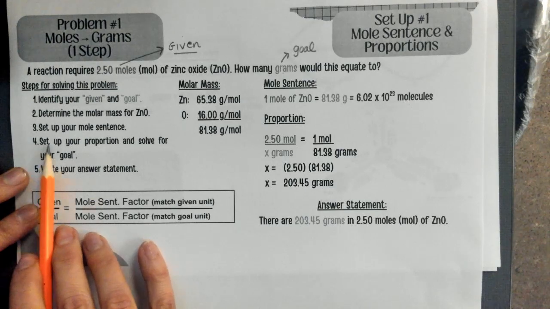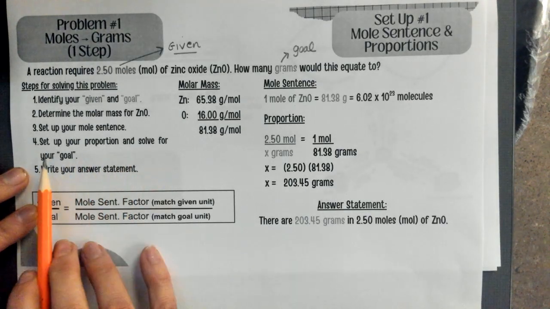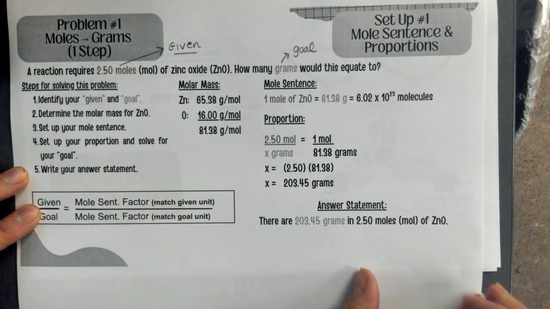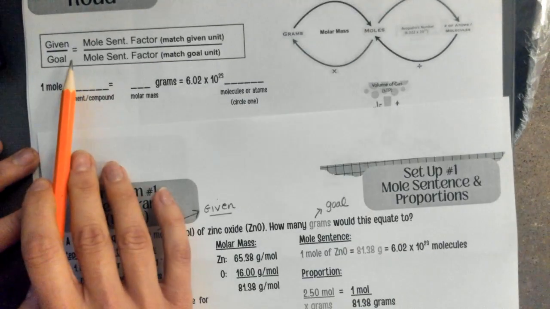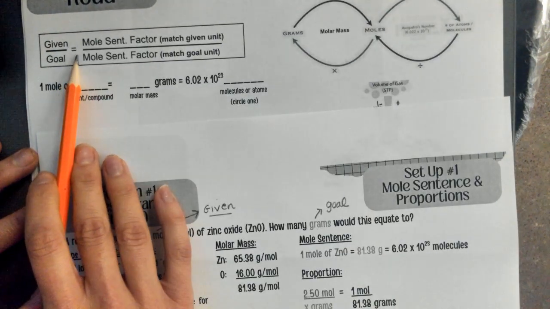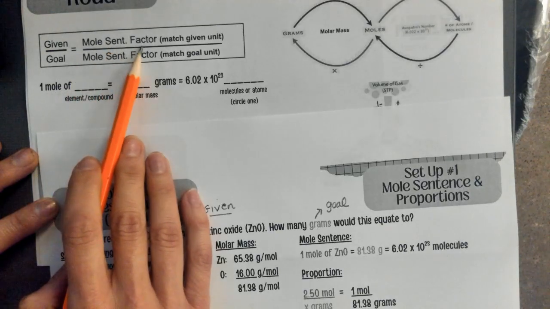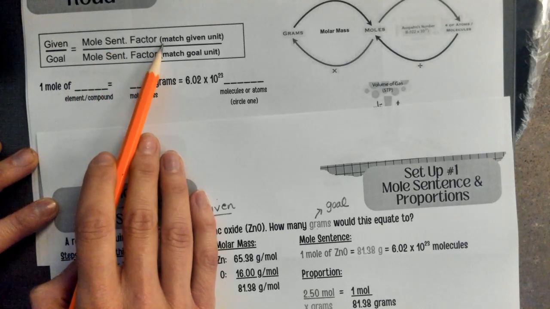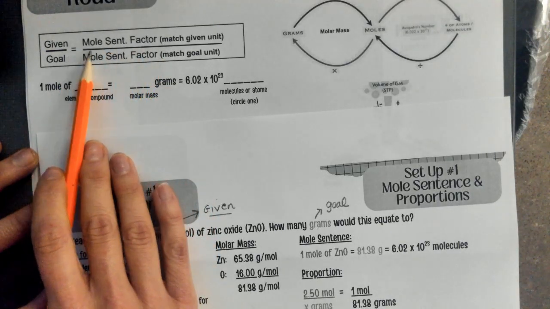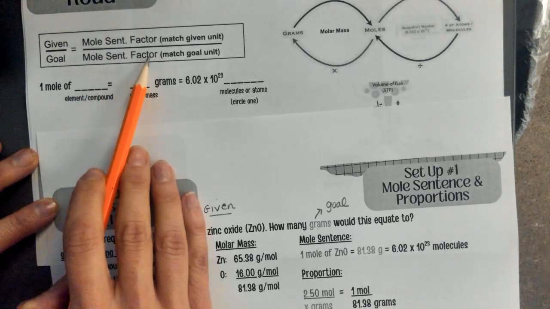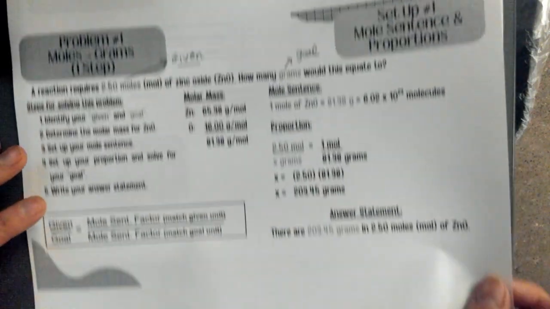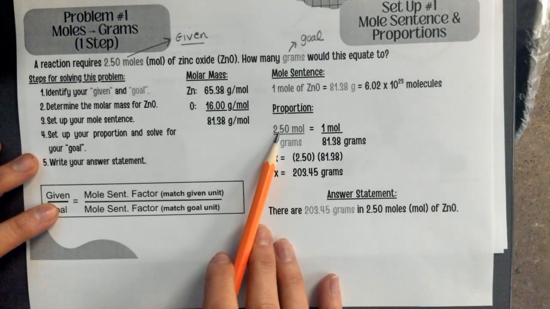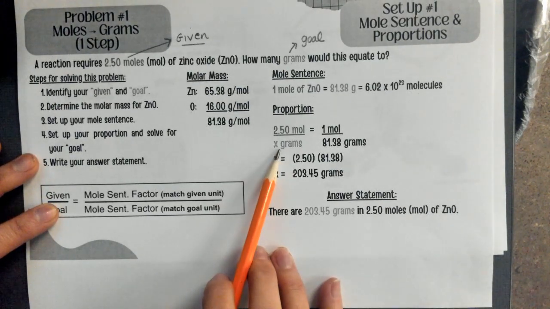Step 4 is set up your proportion and solve for your goal. So my proportion, again, I'm going to look here. It's my given over my goal, and that's going to be equal to the mole sentence factor that matches the given over the mole sentence factor that matches the goal. So that's my given over my goal.